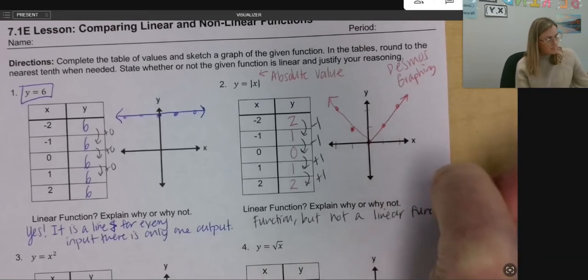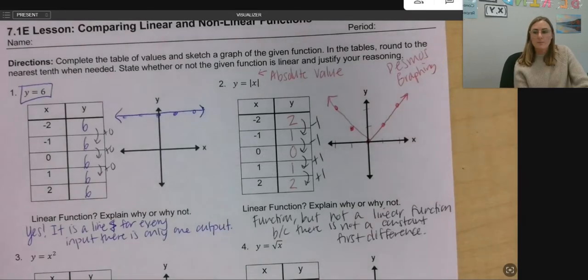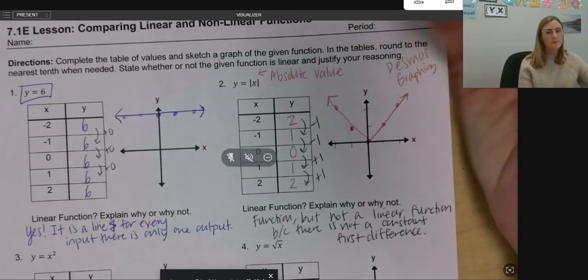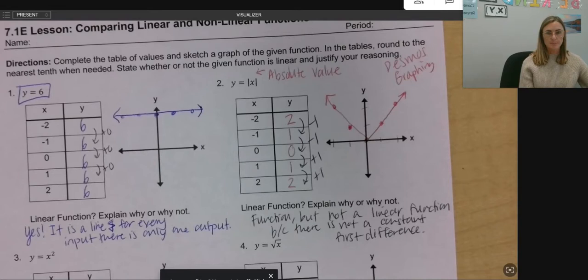And I can say because there is not a constant first difference. So remember when we did that in class, we would call this the first difference. So there's not a constant first difference here.